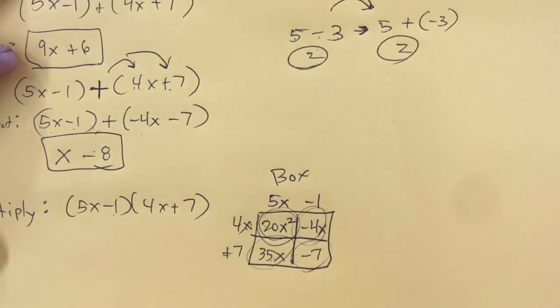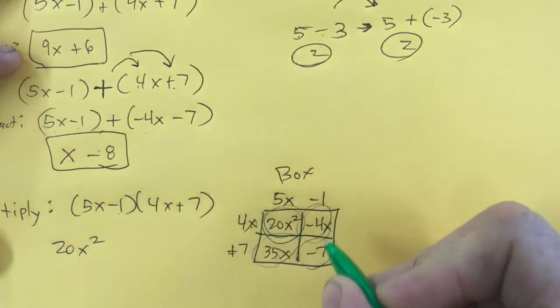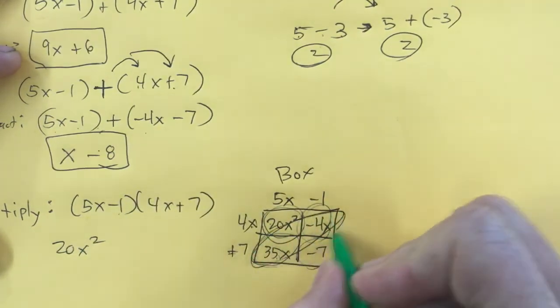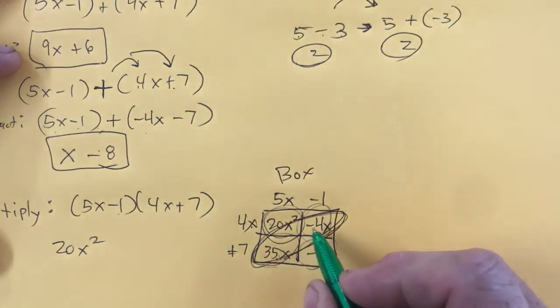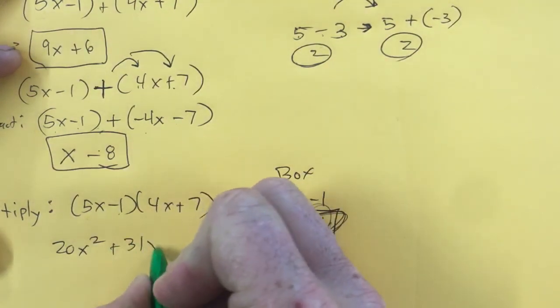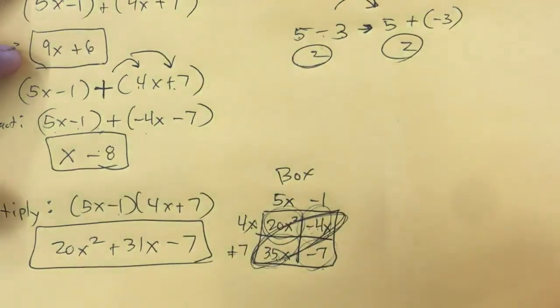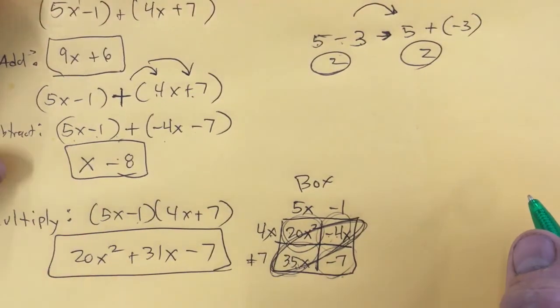If I have any like terms, I add them. Well, I got 20x squared. And then these two are like terms: 35x plus -4x. 35 plus -4 is 31x. And then I got -7. And there's my answer when I multiply them. Okay, let's do another one.